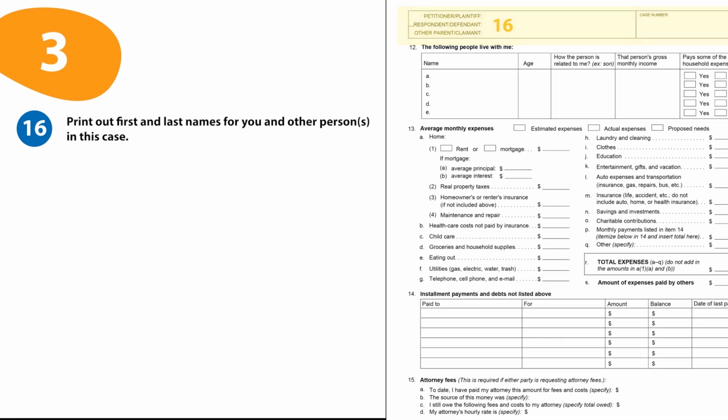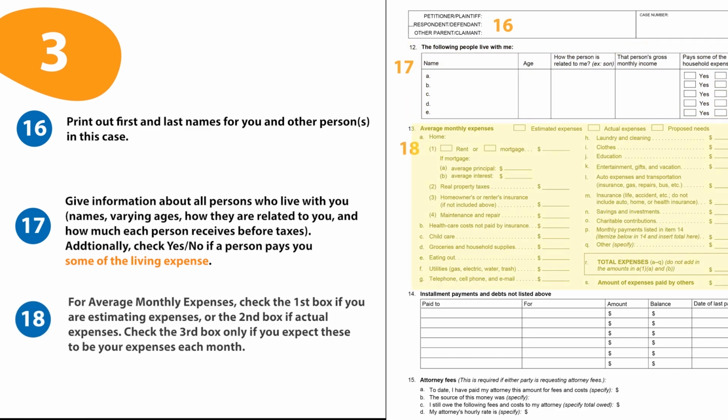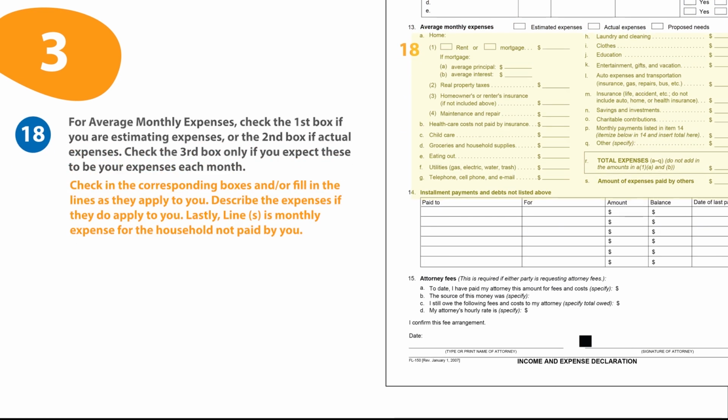Print out first and last name for you and other persons in this case. Give information about all persons who live with you. Additionally, check yes or no if a person pays you some of the living expense. For average monthly expenses, check the first box if you are estimating expenses or the second box if actual expenses. Check the third box only if you expect these to be your expenses each month.